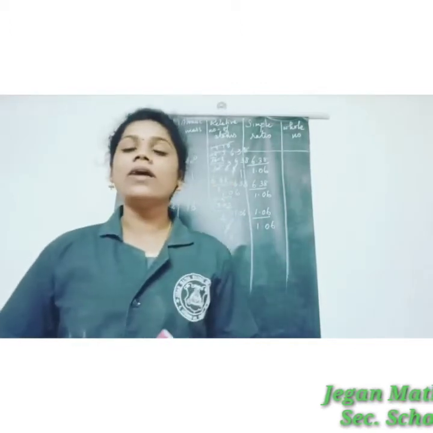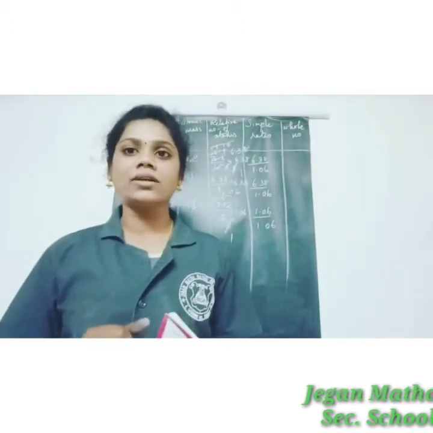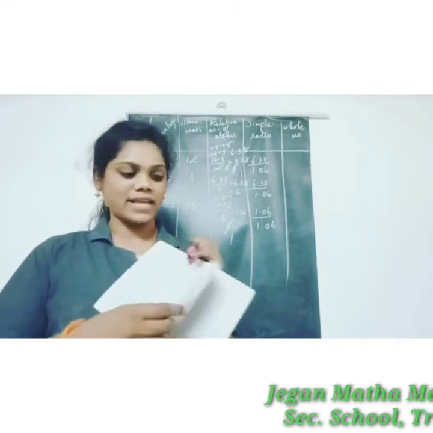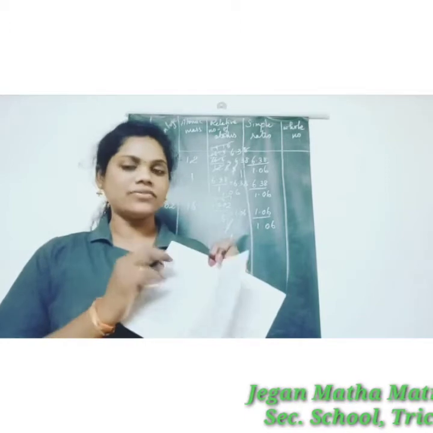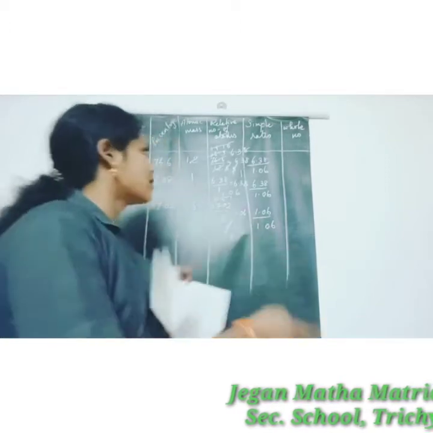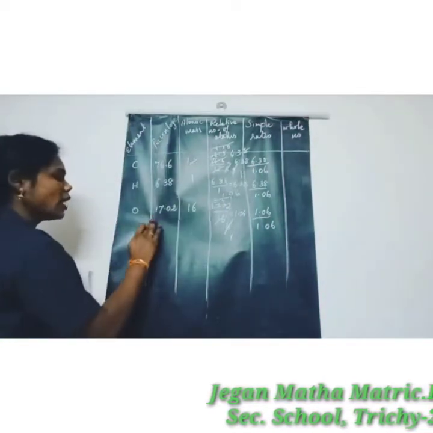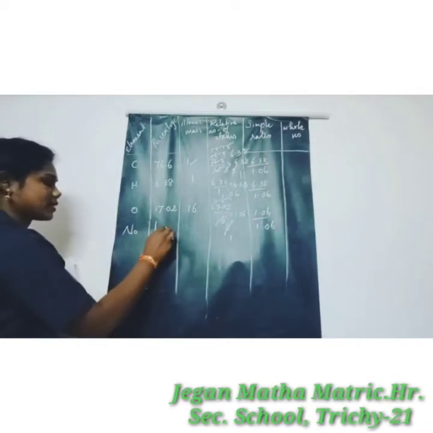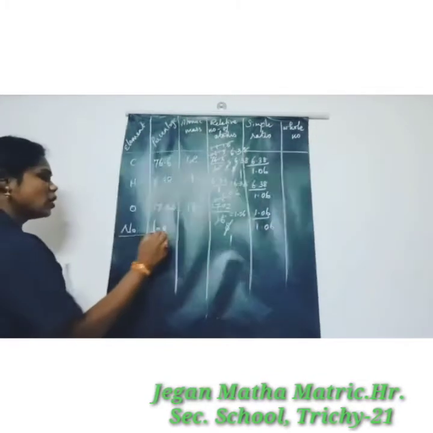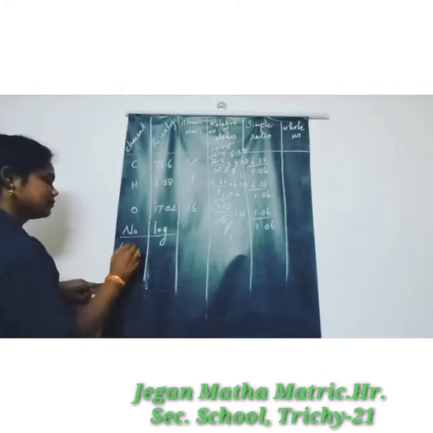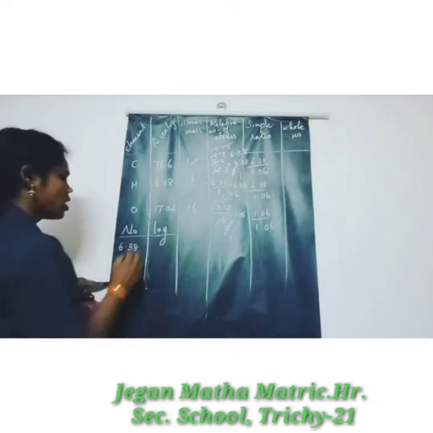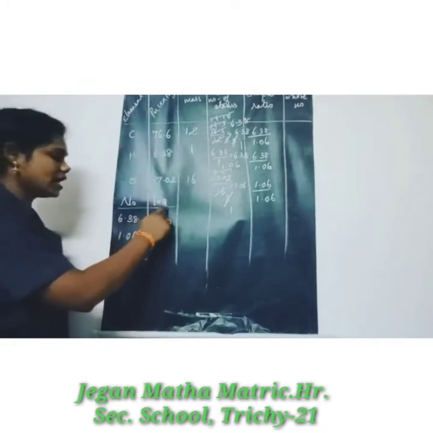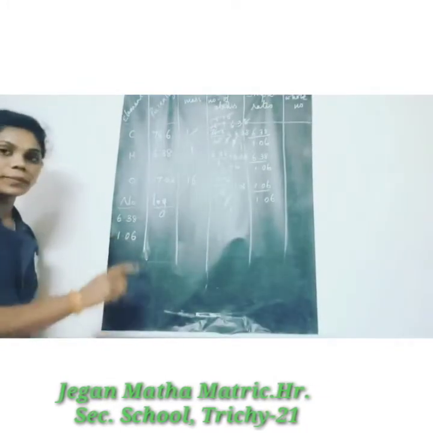Now I am going to explain how to take log. In the log book, the first page has log and the second page has anti-log. First, how to take log? See this number, for example 6.38 in the numerator, and the denominator is 1.06. Here we take the log of 6.38 and of 1.06.